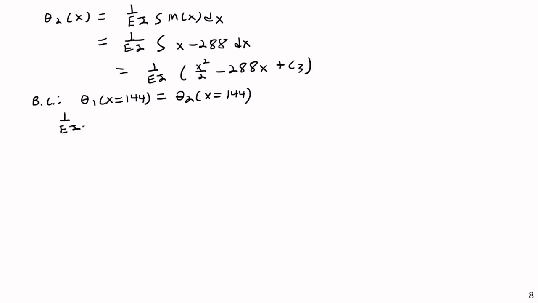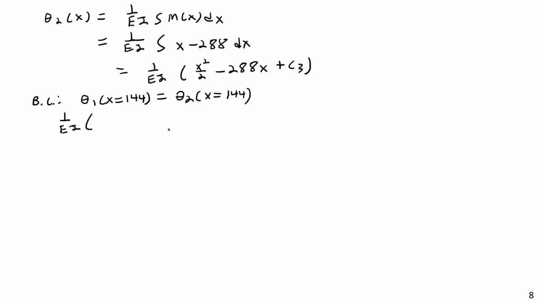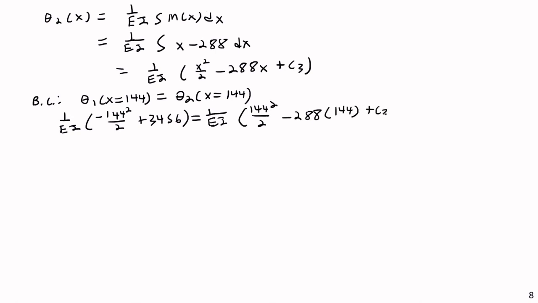1 over EI. I'm going to put it into the theta 1 of x function. So theta 1 as a function of x is negative 144 quantity squared over 2 plus 3,456. And this is equal to 1 over EI times 144 squared over 2 minus 288 times 144 plus C3. And what do you know, the 1 over EI cancels out.